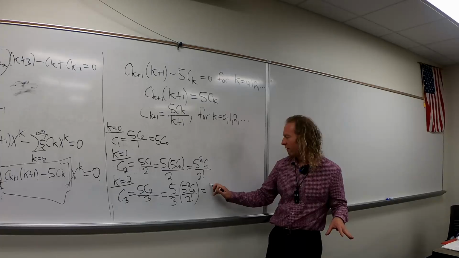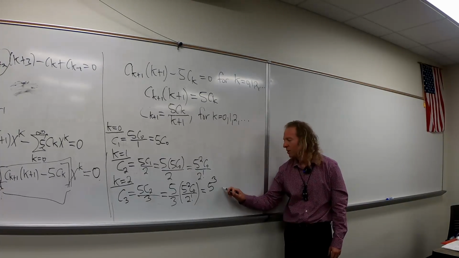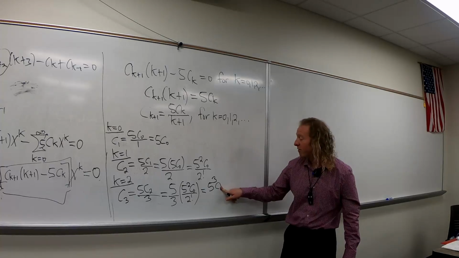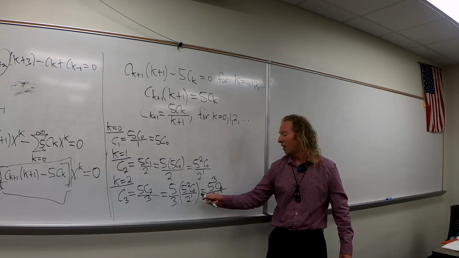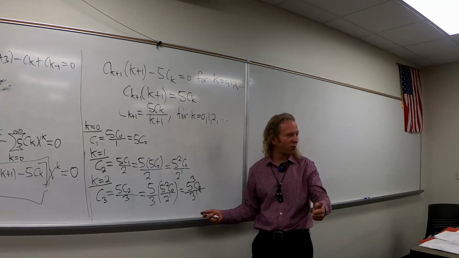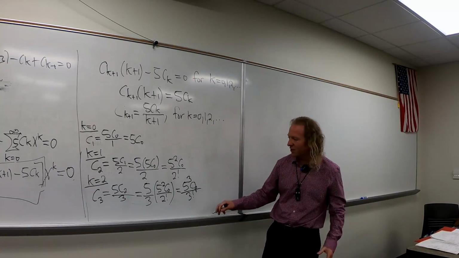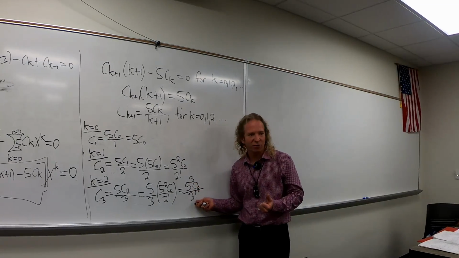So this will be 5 cubed, C sub 0 over 3 factorial. Over 3 factorial. Very good, Gage. 3 factorial. Yes, because 3 times 2 factorial is 3 factorial, right? 3 factorial is 3, 2, 1, right? I think that's good. I think we see the pattern, right? The next one will probably be 5 to the 4, 4 factorial, etc.